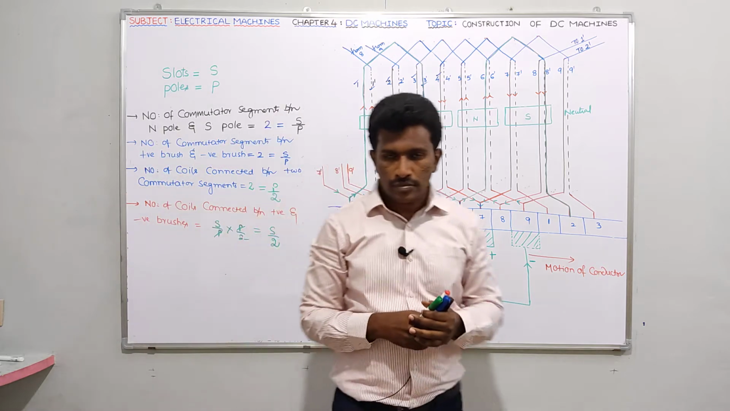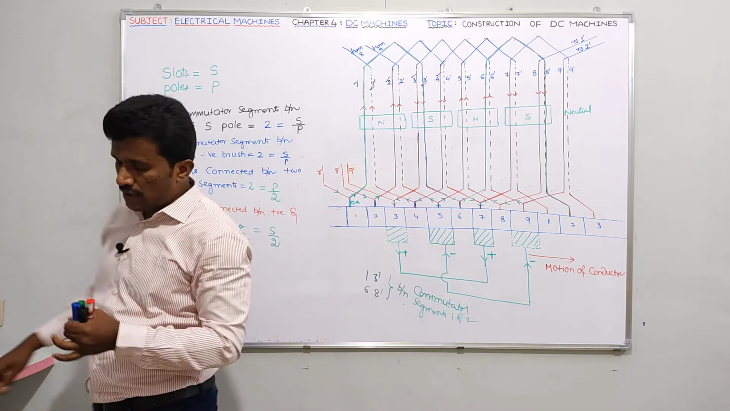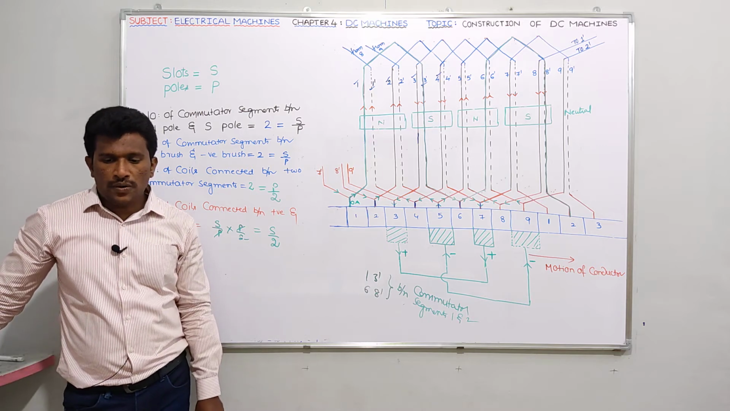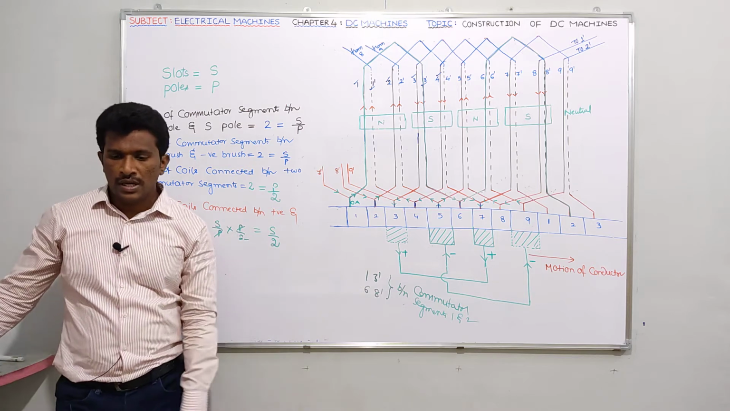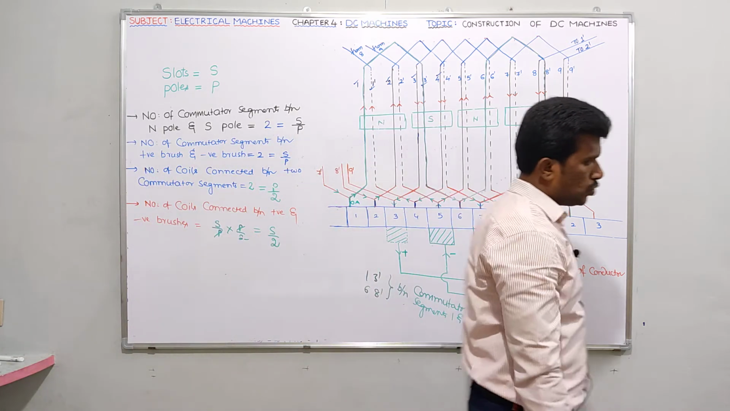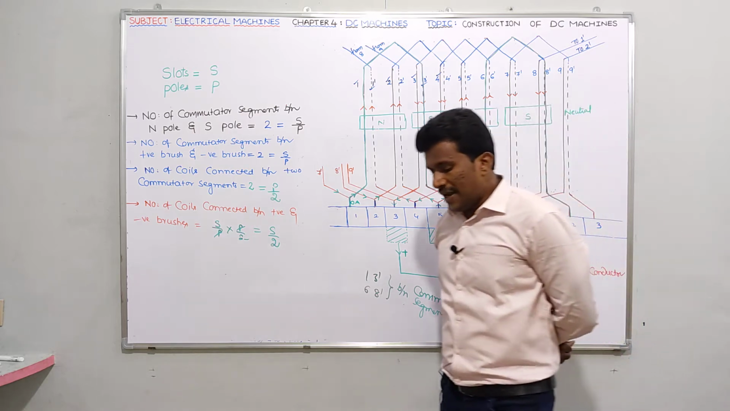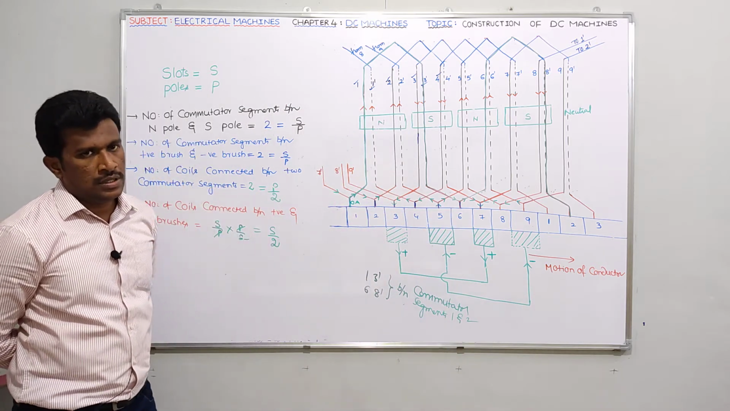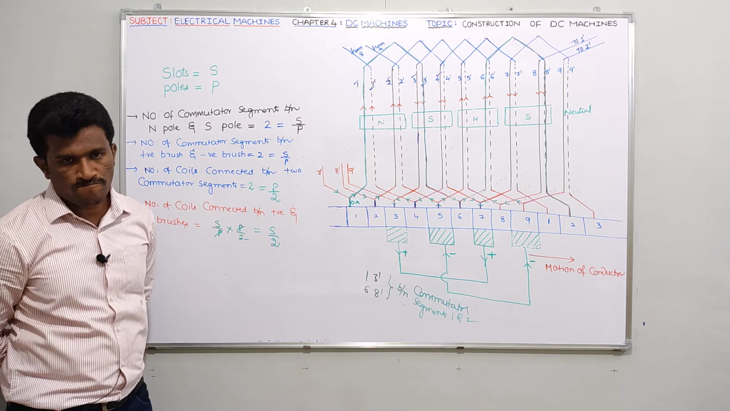So please try to note this down. Let me give one point here. In wave winding, S coils are divided into two parts. That is, in wave winding two parallel paths exist. Okay guys.